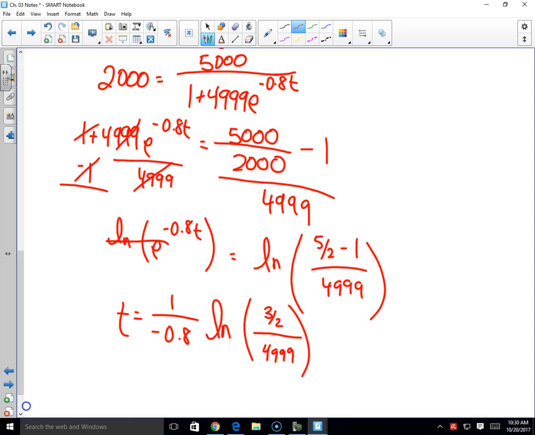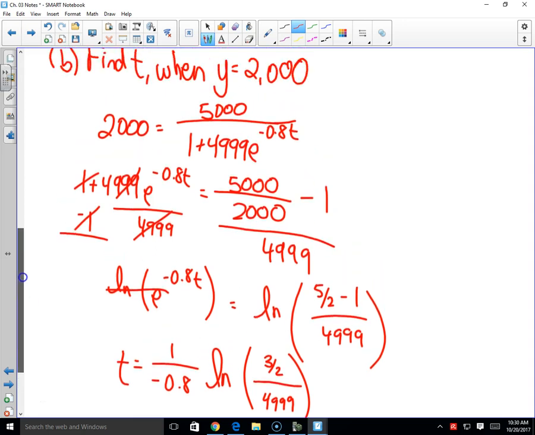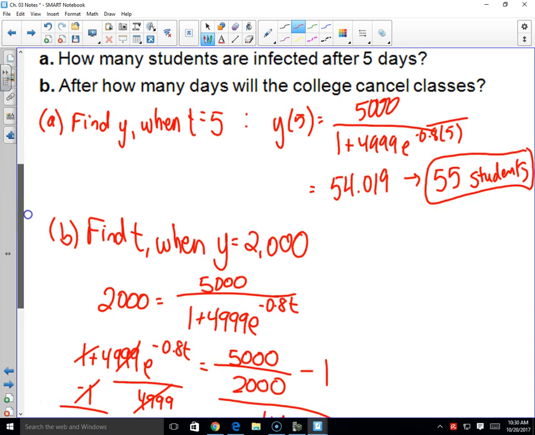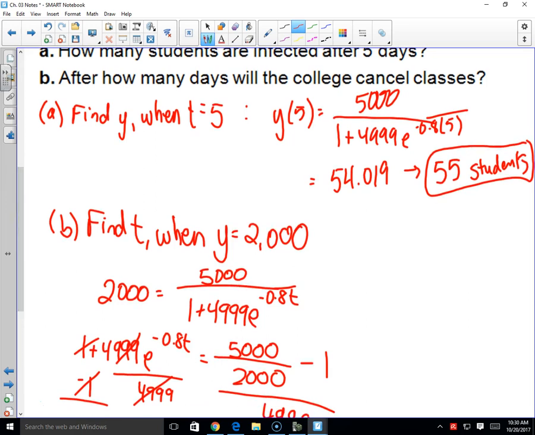What was the answer for A? I think it was 55 kids. It was technically 54.019, but if a part of a kid is infected, we'll just round up and say the whole kid is infected.